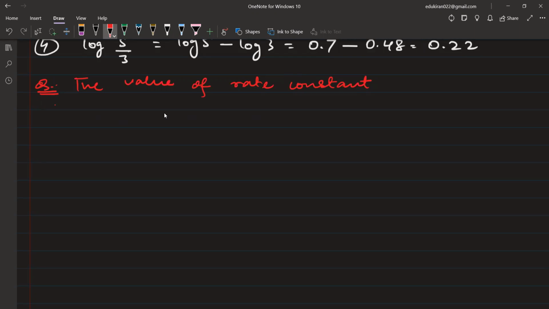ऑफलाइन क्लास जाता हूं, आपको डेटा मिल देते हैं. The value of rate constant is... हम sarcasm नहीं कर रहे, सही कहा आपने. ठीक है, पता नहीं हम बोलते हैं कुछ चीजें तो फिर लगता है लोगों को कि sarcasm.